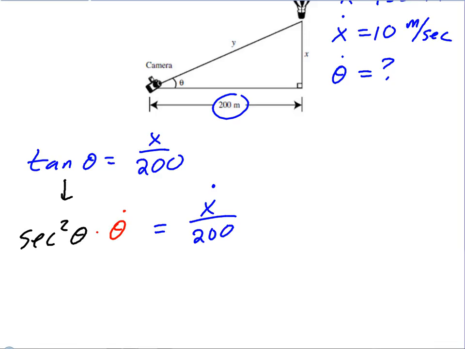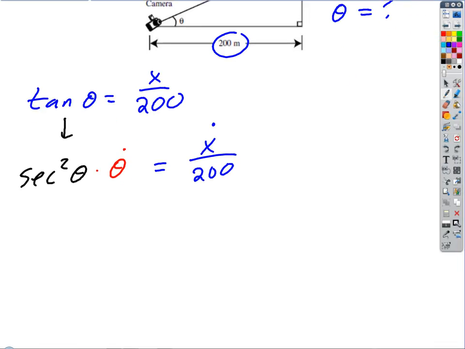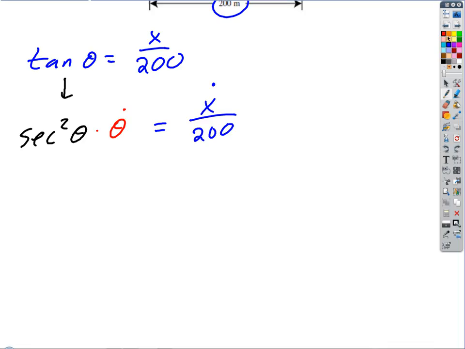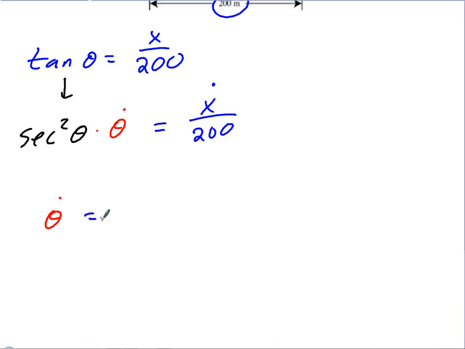Now, all we have left to do is just isolate the theta dot and plug and shove, right? This is where there's kind of a neat little trick that comes up. If I isolate theta dot, what do I get? Couple cool tricks. Okay, x dot, and I'm going to divide by secant squared, so over 200 secant squared theta. Can anybody tell me a more convenient way of writing that in terms of a trig function?